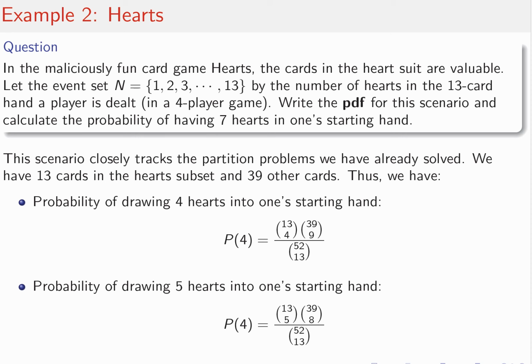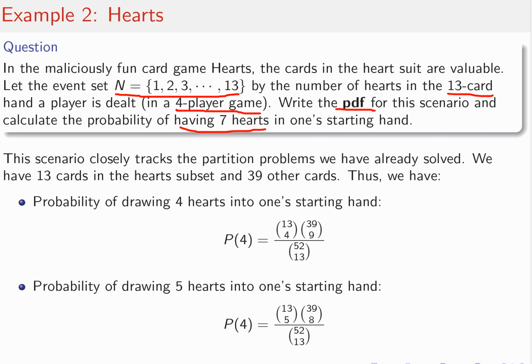Our second example is about the card game Hearts, okay? And I'm going to change the rules slightly. We're not going to play with the kitty. I know that some people play that way, but in a 4-player game with no kitty, we're going to deal each of 4 players a 13 card hand. So the event set is 1, 2, 3, up to 13. In other words, the question is how many hearts are going to be dealt into this 13 card hand? Okay. So they want the PDF and they want the probability of exactly 7 hearts in one starting hand.